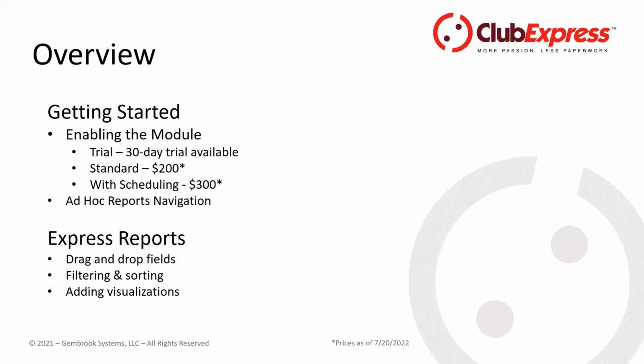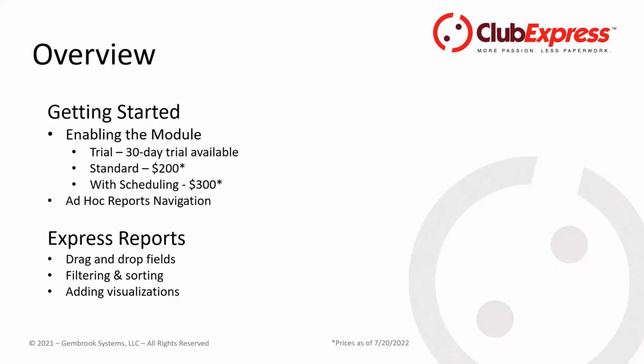The next option down when you're signing up for ad hoc reporting is the standard option, which is $200 per year. And it's billed right when you sign up through whatever bank account you have set up with ClubExpress for paying your monthly ClubExpress dues. So it'll come out of that same bank the same way you pay your monthly fees. And then further down from the standard option is an option with scheduling, which is $300 per year.